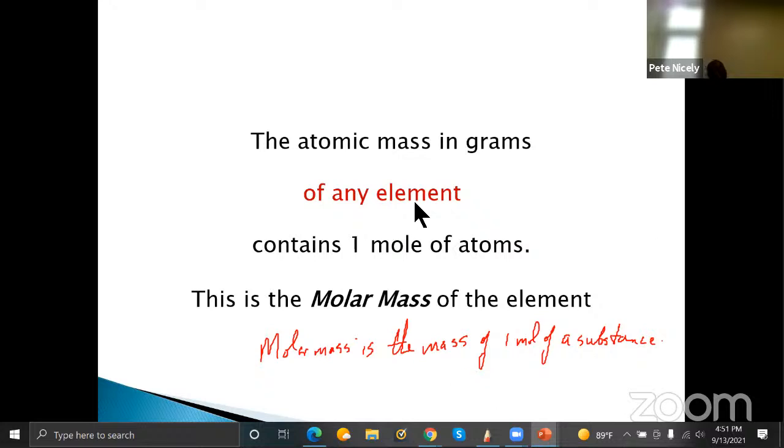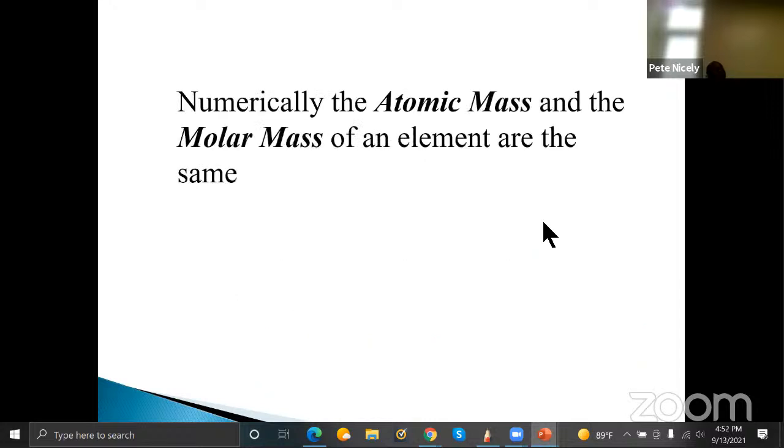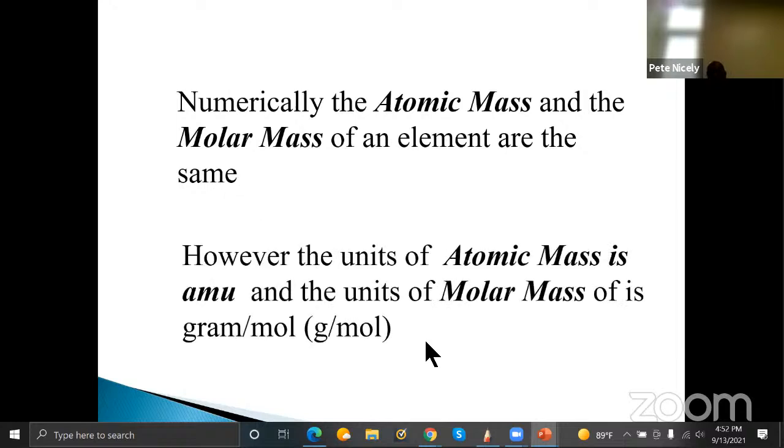So the relationship between the atomic mass and the molar mass is that numerically they are the same, right? Numerically, the atomic mass and the molar mass of an element are the same. The difference between them would be the units, right? The units of atomic mass is AMU, while the units of molar mass would be grams per mole, all right? So please know the difference between them.